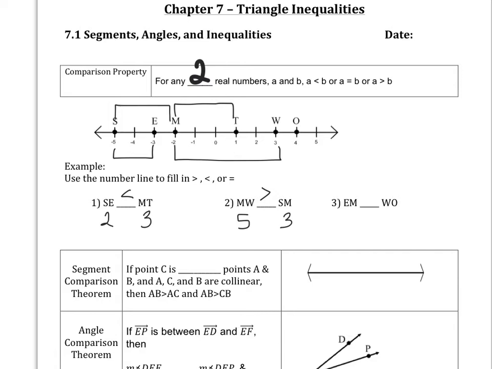And the last one here, EM. The distance from E to M would be 1 unit. And the distance from W to O is also 1 unit. So those two segments or sections are equal. So EM is equal to WO.